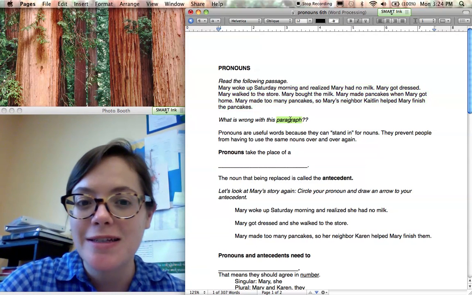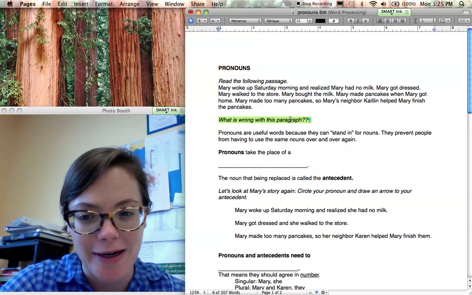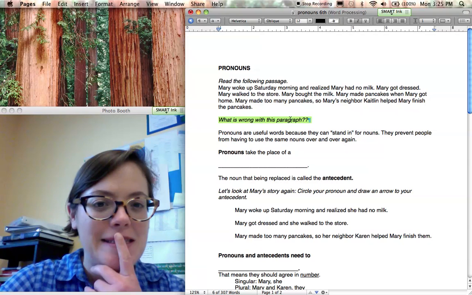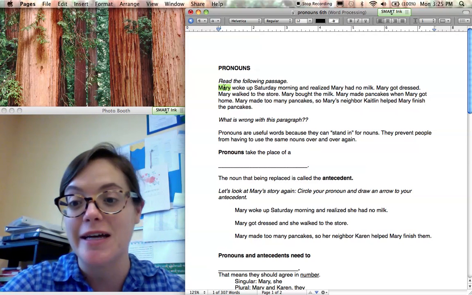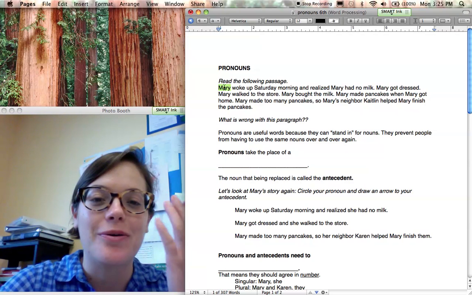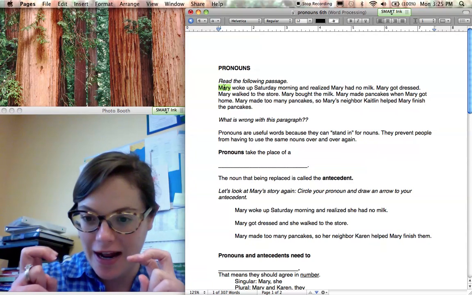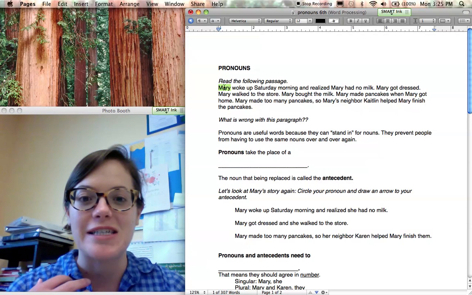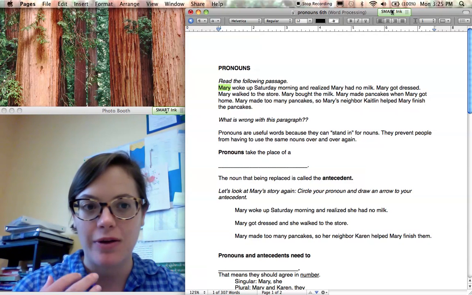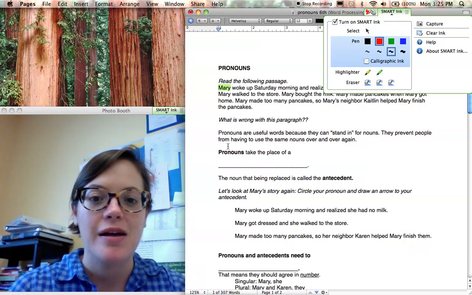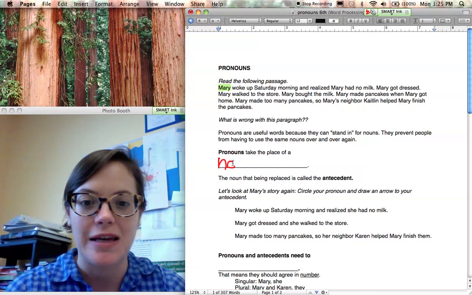Alright, what is wrong with this paragraph? Because it definitely sounds a little bit weird. Let's see. I have an idea. Maybe because we said Mary like a billion times. Okay? So, pronouns are useful words because they stand in for nouns. So they prevent us from having to say the same nouns over and over again. Okay? So for our first blank in here, let's write down: pronouns take the place of a noun.